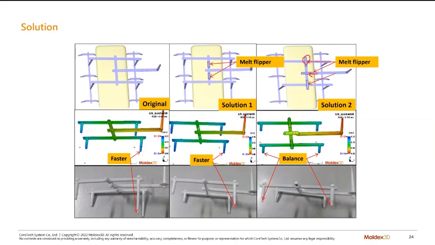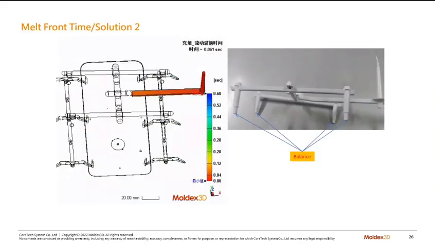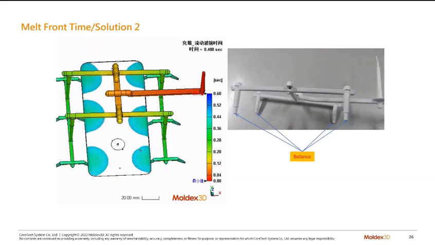And they found out that in the real mold trial or in the simulations, one side is still faster than the other side in solution one. Only solution 2 can have a balanced melt front in both simulation and reality. Okay, so they go for these ones. So they can see that, yeah, each one is quite balanced.